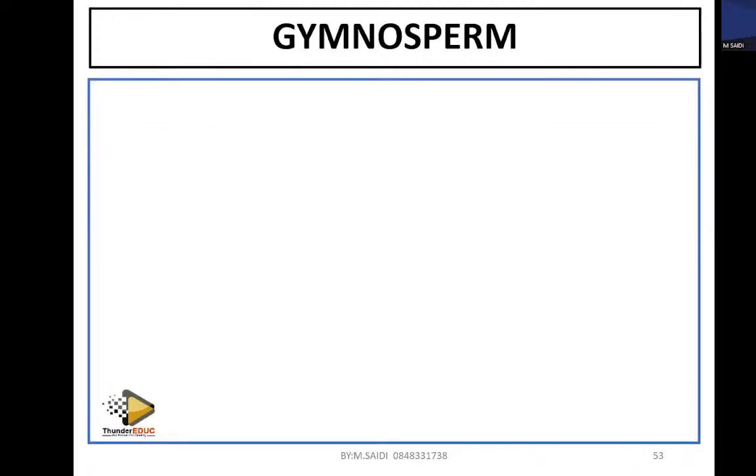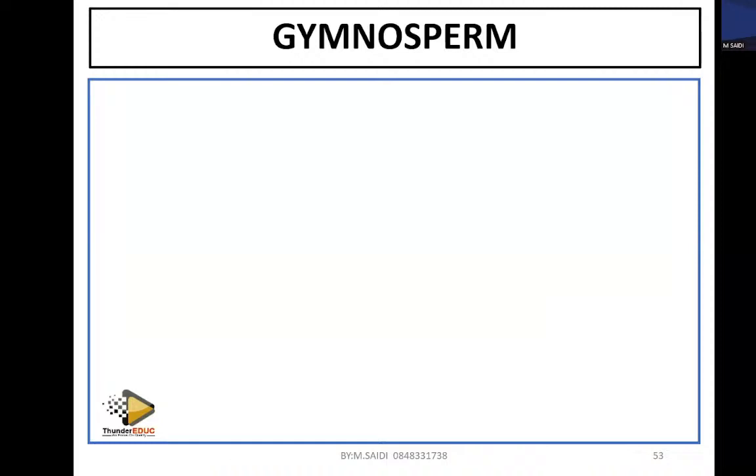Gymnosperm. When you talk about that, who is a gymnosperm? Let me know the answer. Who is a gymnosperm? You see, the word is derived from gymnos, gymnosperm.